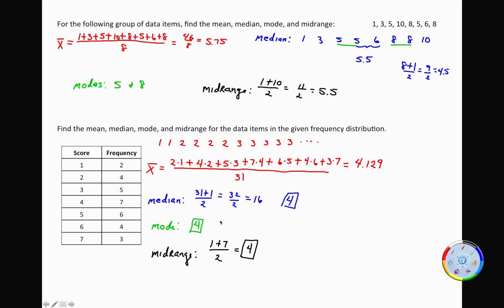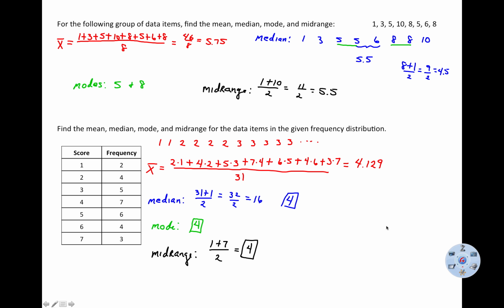Notice your mean, median, mode, and mid-range. Now my mean wasn't on this one, but it's possible that they're all the same number. But they don't have to be, right? And remember, your mean, median, and mid-range doesn't even have to be one of your data items.